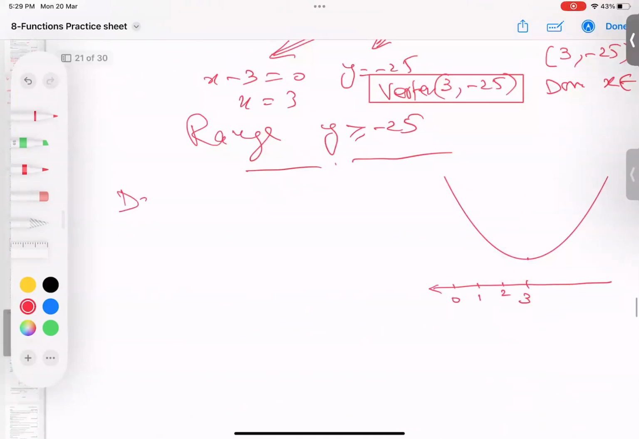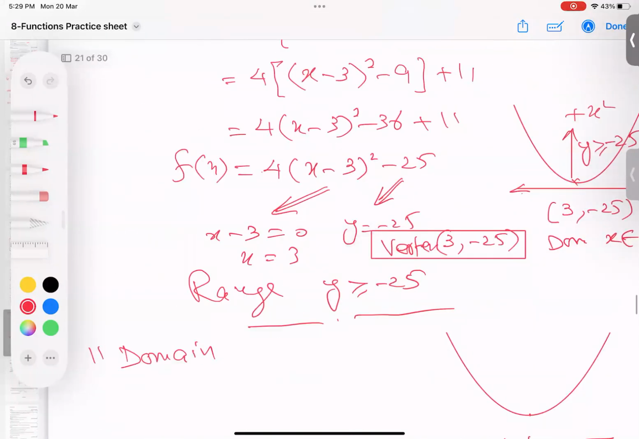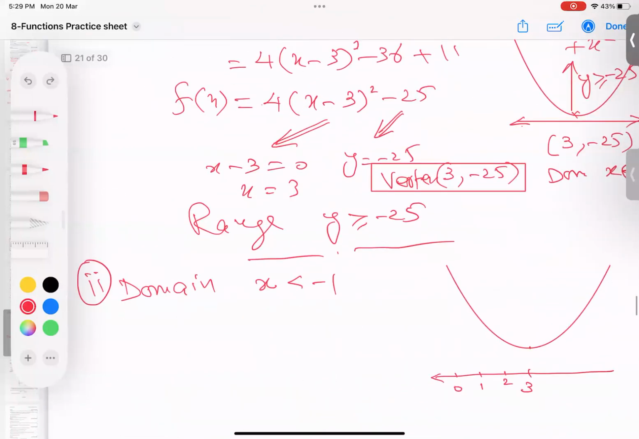So what domain has he given us in this particular question? This is part number 2. So in part number 2, he's given the domain what? X is less than or equal to 1. Is equals there or not? Equal is also there. Equal means this one is included.